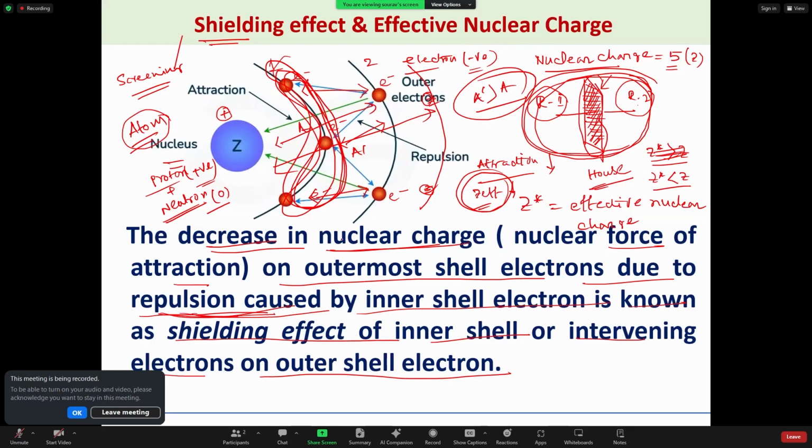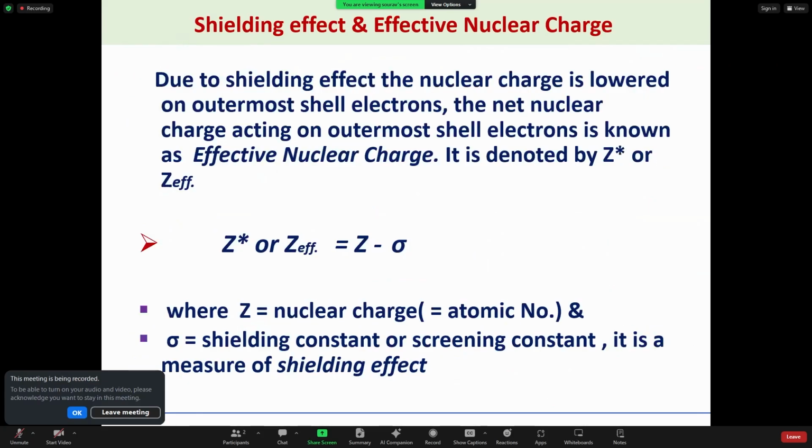Due to this repulsion, this nuclear charge decreases. So this Z star will be less than Z. So this effective nuclear charge is less than the nuclear charge. This event is called the shielding effect. So due to this shielding effect, we know that Z star, or Z effective, the effective nuclear charge, is equal to Z minus sigma.